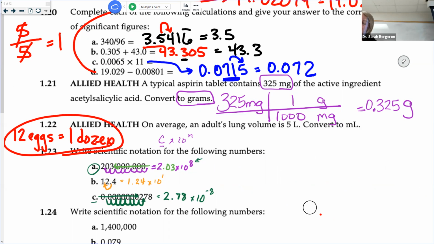We're gonna do number 1.22 because I know it looks like I've written all over this, but this is what we want to do. Okay, on average, an adult's lung volume is 5 liters. Convert to milliliters. Okay. Do you have to memorize all kinds of unit conversions and stuff? Who's your best friend? Exam resources are your best friend. So if you pull this up either on Moodle or you have it printed out, I would highly recommend printing it out just so that you can keep going back to it. Right in the middle are metric prefixes. So what metric prefix are we using in this problem?